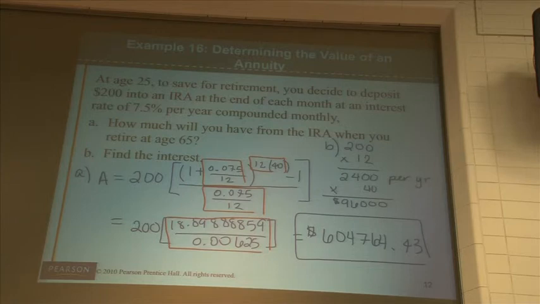How do you find the interest? Subtract. Find the difference. So you take your ending amount, 604,764.43, minus how much you actually deposited, so minus your 96,000, which means our interest was a whopping $508,764.43. Okay, so that is savings.